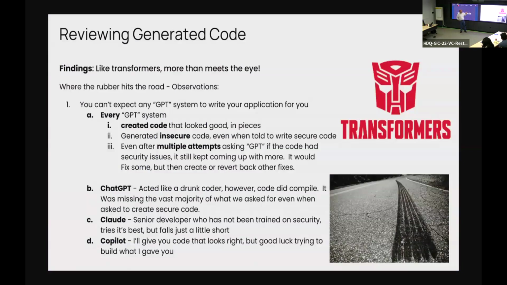The observations. Every GPT system gave me code that looks good in pieces, but generated insecure code. When told to write secure code, even saying write this securely, no. Even after multiple attempts trying to fix it, it still gave us broken code. ChatGPT acted like a drunk coder. Even though it did compile, you were missing the vast majority of what you asked. Claude is a senior developer who has never been trained on security. Copilot will give you code that looks right, but good luck trying to do anything with it. It wouldn't even build. It wouldn't do anything. It was just code.